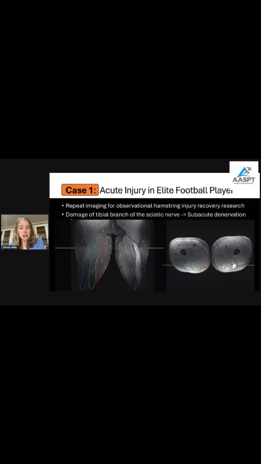On the screen, you can see on the left side of the image his uninvolved limb. And on the right side of the image, you see significantly increased signal all throughout his biceps femoris long head. That's indicating, in this case, denervation edema. This was due to damage of a branch of the tibial nerve, and essentially is causing that denervation, the hyperintense signal all throughout his biceps femoris and a portion of his semitendinosus.